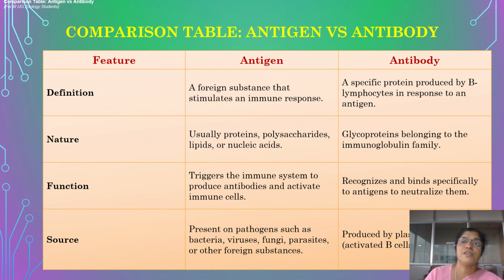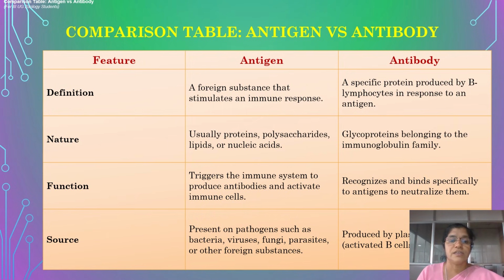Comparison of antigen and antibody. In definition, an antigen is a foreign substance that stimulates an immune response. An antibody is a specific protein produced by B lymphocytes in response to an antigen. The nature of an antigen: it is usually protein, polysaccharide, lipid or nucleic acid. Antibodies are glycoproteins belonging to the immunoglobulin family. The function of the antigen is to trigger the immune system to produce antibodies and activate immune cells. The function of the antibody is to recognize and bind specifically to antigens to neutralize them.